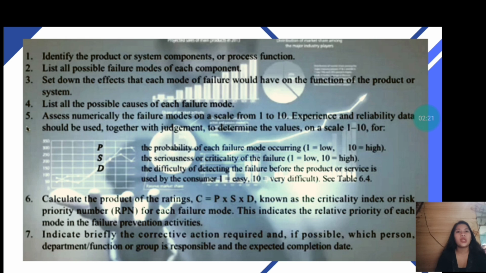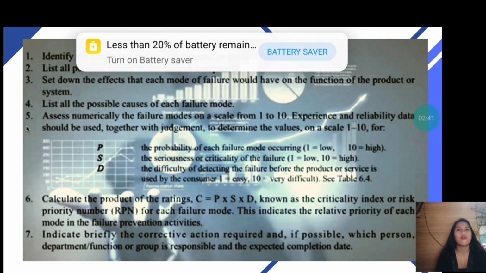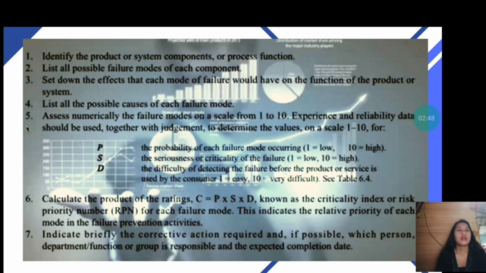Sixth is calculate the product of the ratings. C equals P times S times D, known as the criticality index or risk priority number, RPN, for each failure mode. This indicates the relative priority of each mode in the failure prevention activities. Seventh is indicate briefly the corrective action required and, if possible, which person, department, function, or group is responsible, and the expected completion date.